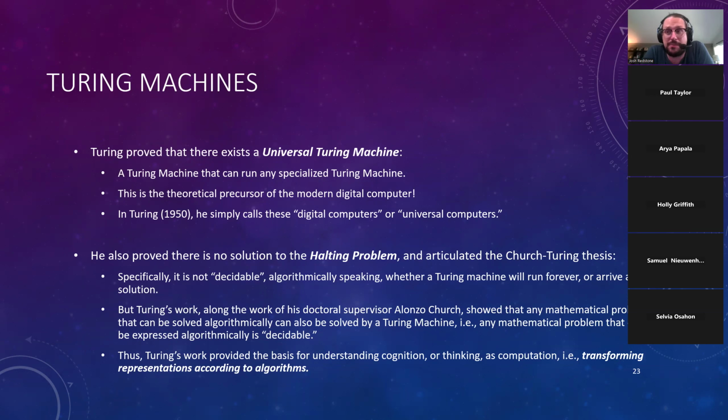And one thing that Turing proved was that there's a special kind of Turing machine called the universal Turing machine. And a universal Turing machine can run any specialized Turing machine. So the universal Turing machine is essentially the theoretical forerunner to modern day digital computers. Turing called them universal computers. Nowadays, we just call them computers.